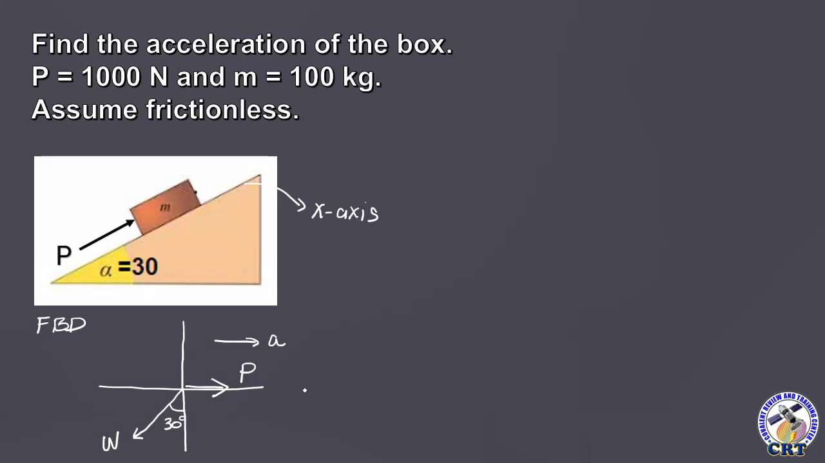Okay? So let me redraw the FBD or the diagram here. So this is force P, and this is the weight of the box. And as explained earlier, the needed angle is the angle here. So if this is 30 degrees, this is just 90 degrees, the whole third quadrant angle. Therefore, this is 60 degrees.